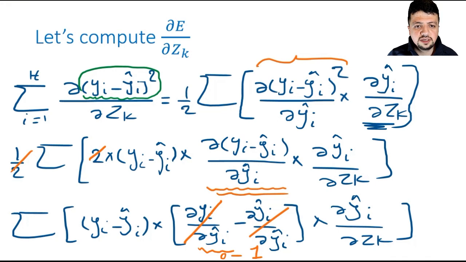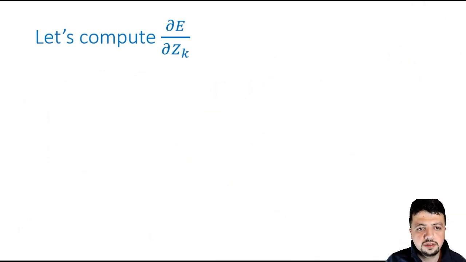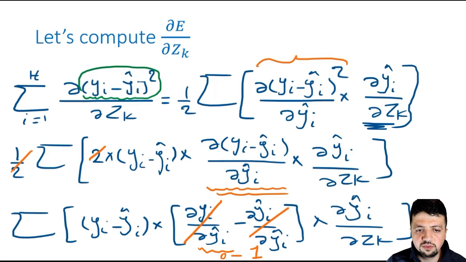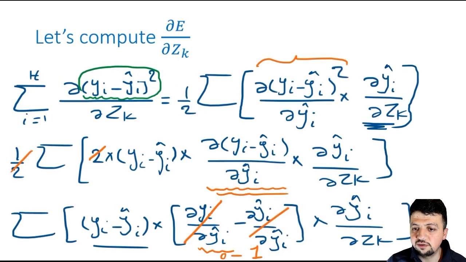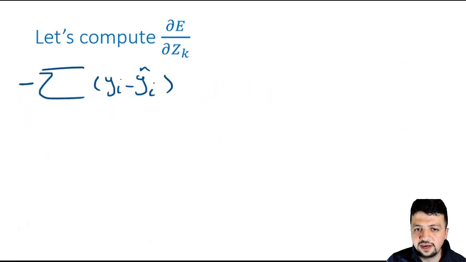So let me just go to the next slide. So we have minus 1. That minus 1, I'm just going to keep it outside the sigma. We got this over here. And now here, the first term remains, right? So you have yi minus y hat I. The second term was minus 1, that we've already taken care of. The last term, y hat I, the derivative of that with respect to a particular pre-activation.